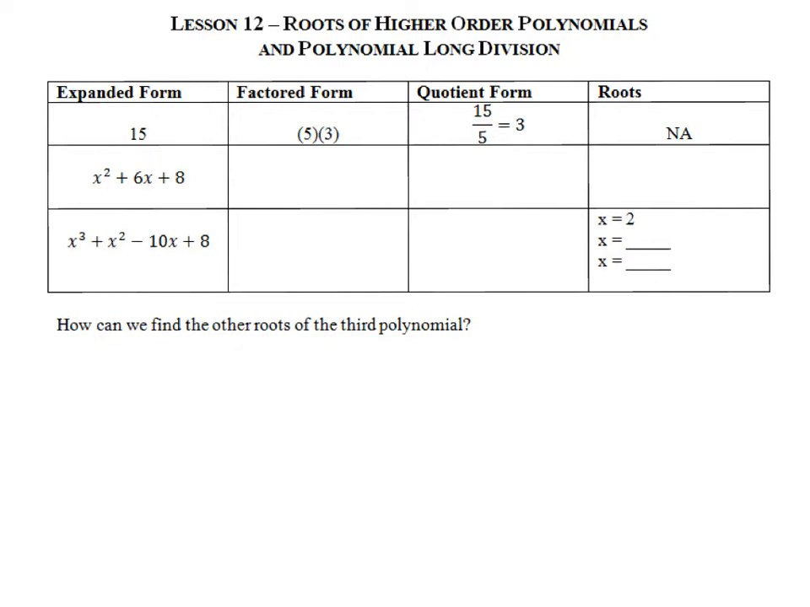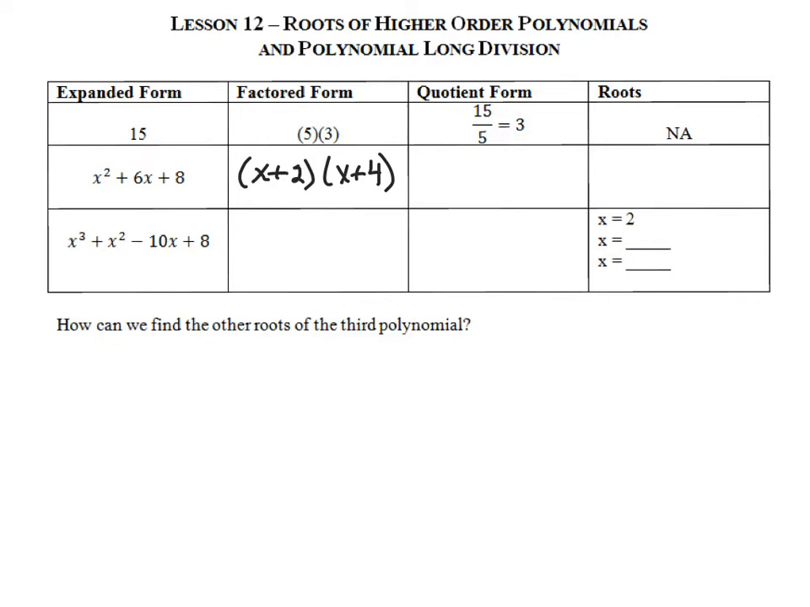x squared plus 6x plus 8. We are very well equipped to factor that now. We know that we have x plus 2 times x plus 4. So there's the multiplication, or the factored form.